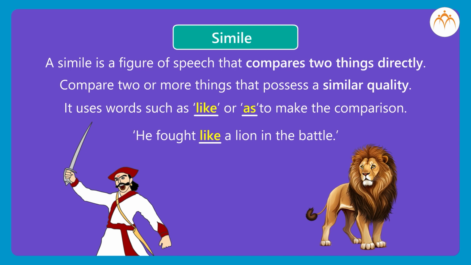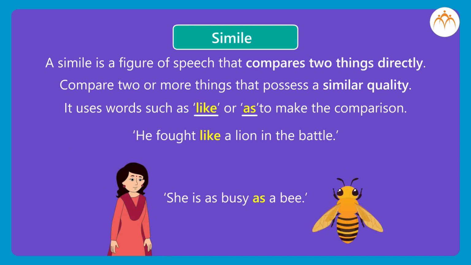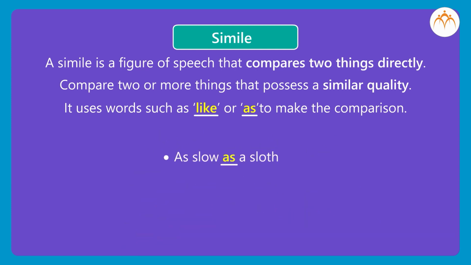Another example of simile is, she is as busy as a bee. Here we are talking about a girl who's very busy. Her being busy is compared with a bee, which we know for being constantly busy in her work. In this sentence, the comparison is shown by as. Below are some common examples of simile. As slow as a sloth, as proud as a peacock, as cold as ice.